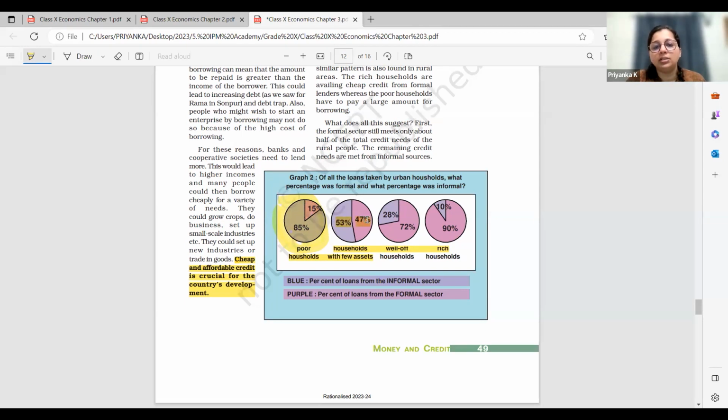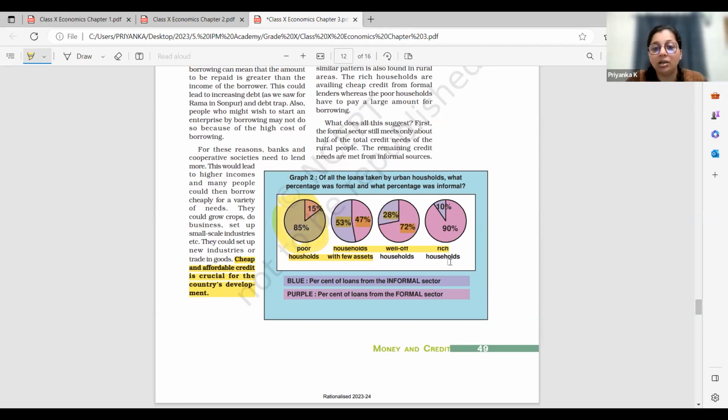Only 47% actually depend on the formal sector. But coming to well-off households, like people who have a fixed job and who have collaterals, who are well settled in their income level, as you can see, 72% depend on formal sectors because they understand the exploitation from the informal sector, and only 28% actually depend on the informal sector.